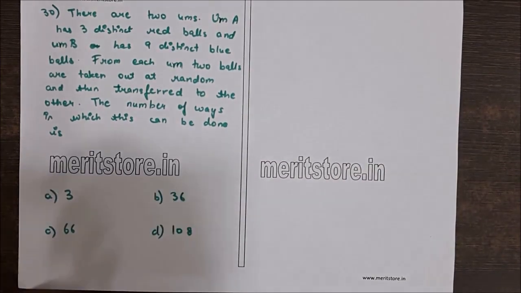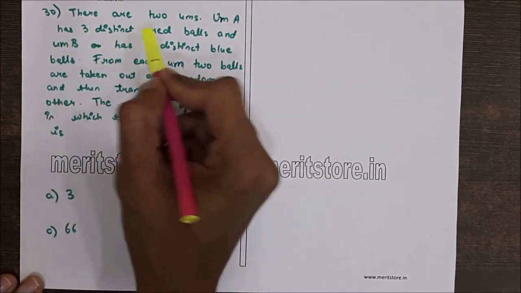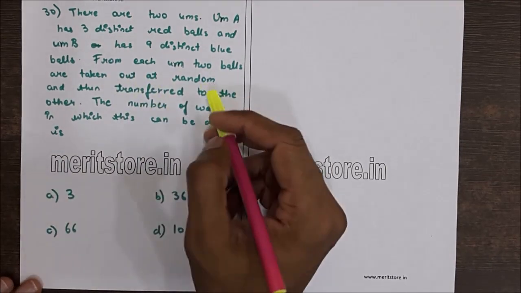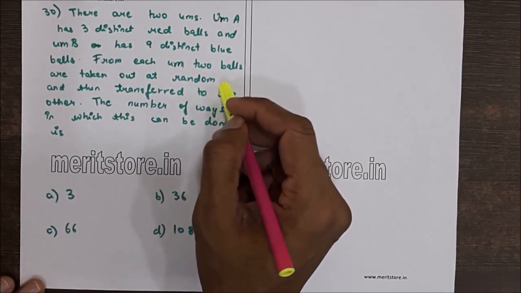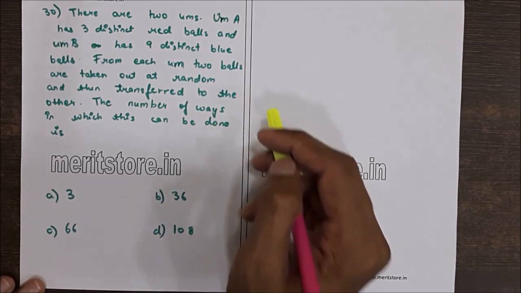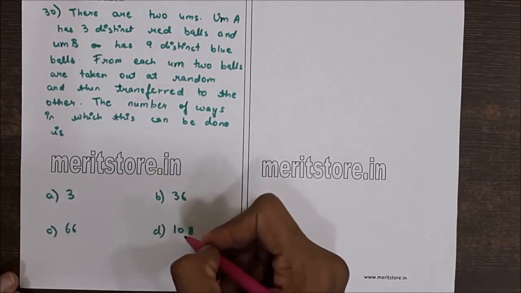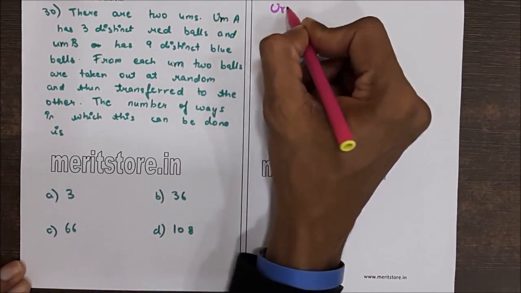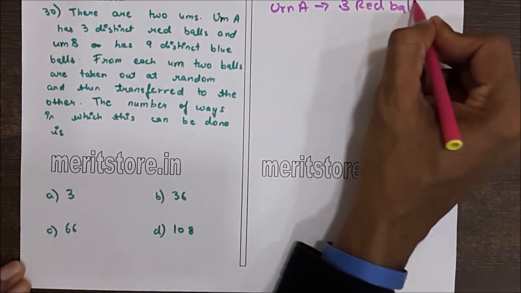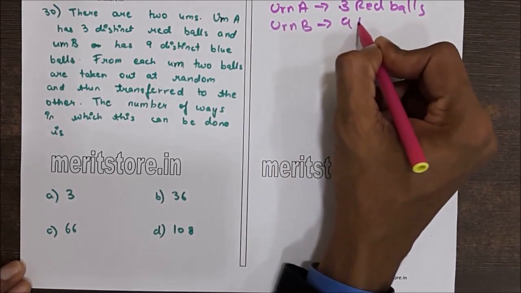Question 30. There are two urns, that is urn A has 3 distinct red balls and urn B has 9 distinct blue balls. From each urn, 2 balls are taken out at random and then transferred to the other. The number of ways in which this can be done is, we have 4 options: A 3, B 36, C 66 and D 108. So from urn A, we have 3 red balls, and from urn B, we have 9 blue balls.